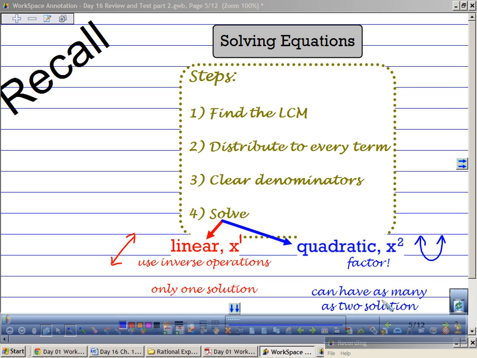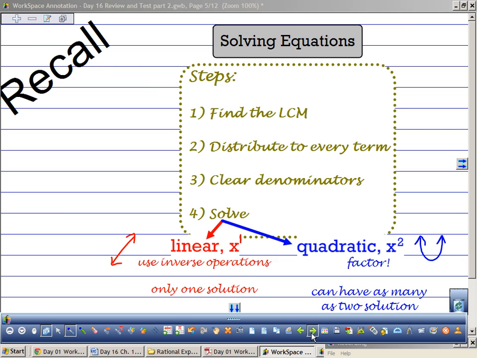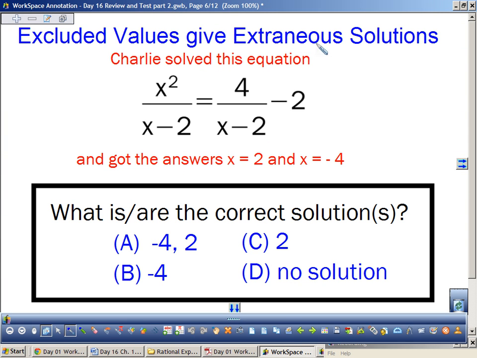What about another reason why you wouldn't? If we have a quadratic, normally we get 2 solutions. What would be another reason why you wouldn't have 2 solutions? You check to see if one of them is an excluded value. Perfect. Okay, let's move on. Excluded values give extraneous solutions.